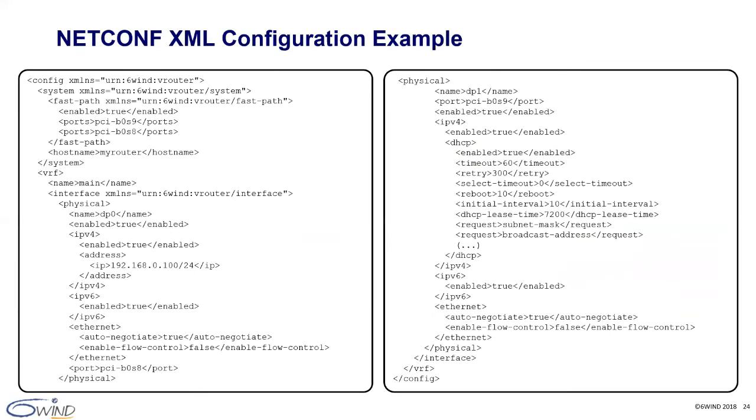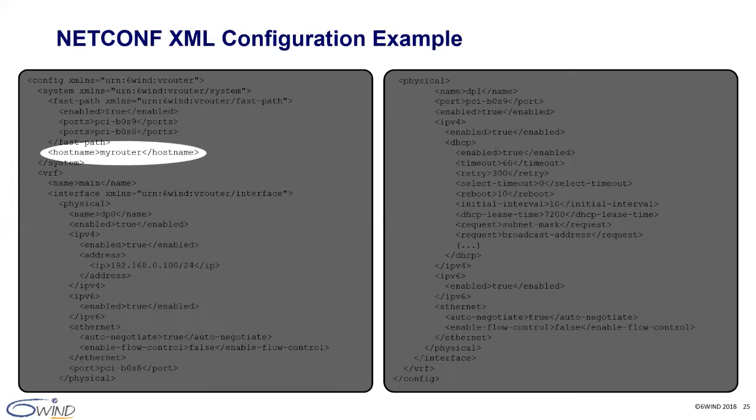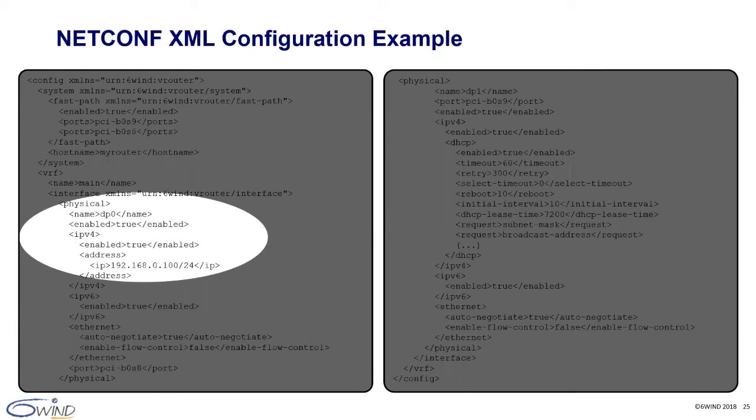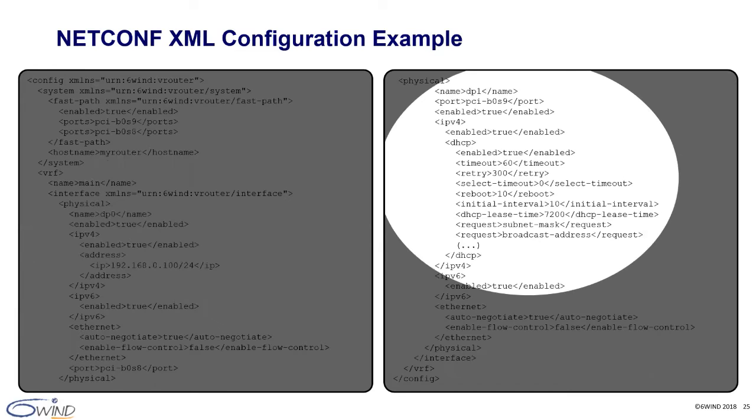Here is an example of NETCONF XML configuration. We recognize the items we have previously configured through the CLI. Hostname, DP0 interface with static IP address, DP1 interface with DHCP configuration.